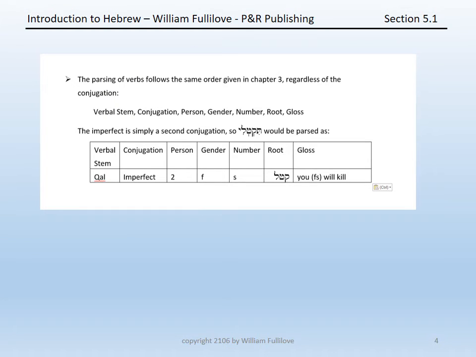When you parse an imperfect verb, you follow the exact same parsing order given in chapter 3. The conjugation is not a new parsing, but simply a second option for the second element of parsing. We parse in the order verbal stem, conjugation, person, gender, number, root, and gloss. At this point in your study, you still have only one option for the verbal stem, qal, but you now have two options for the conjugation, either a perfect or an imperfect.